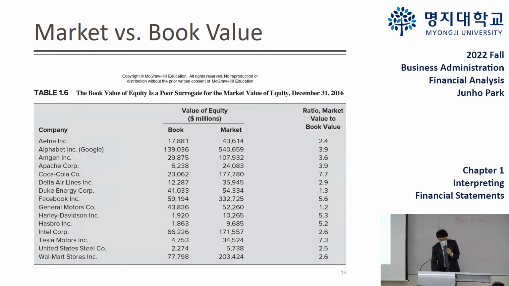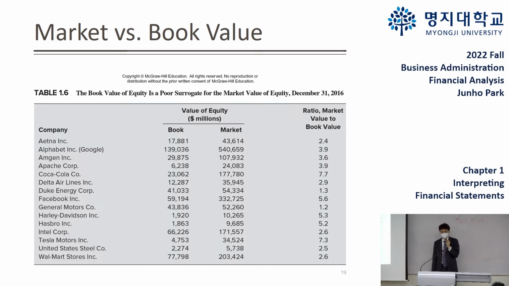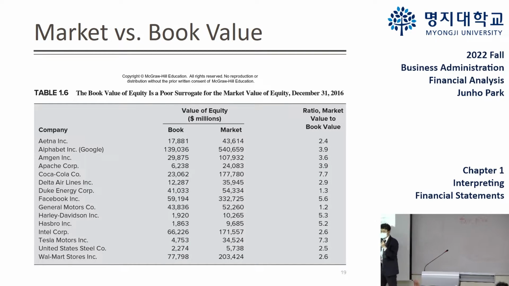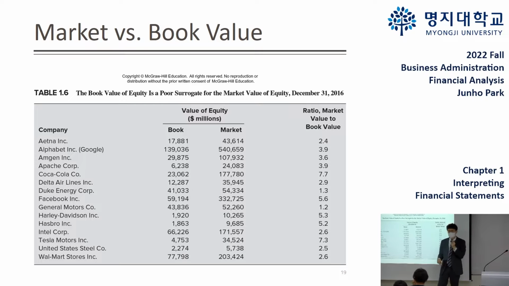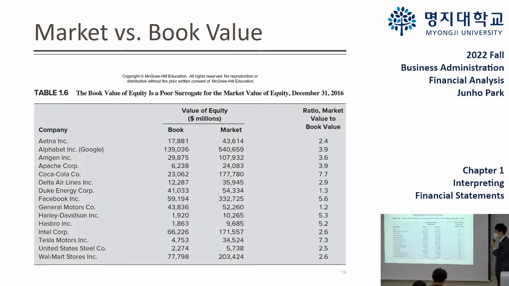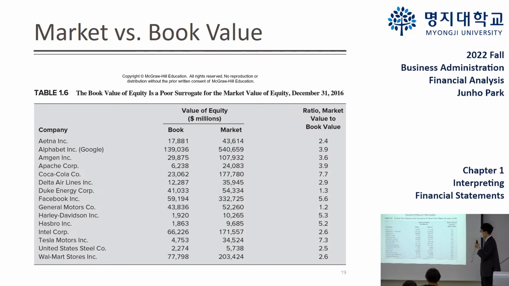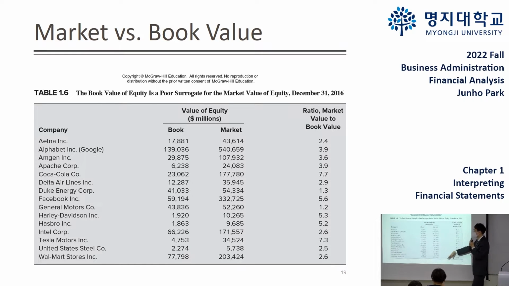And the second, as an example, let me show you the companies' values in the United States. This textbook selected some recognized companies for different industries. For example, you have Google. Here it is written as Alphabet, because Alphabet is the mother company of Google. And you have Coca-Cola and Delta Airlines, which are the symbols in their own industries. And in the second column, you have the book value.